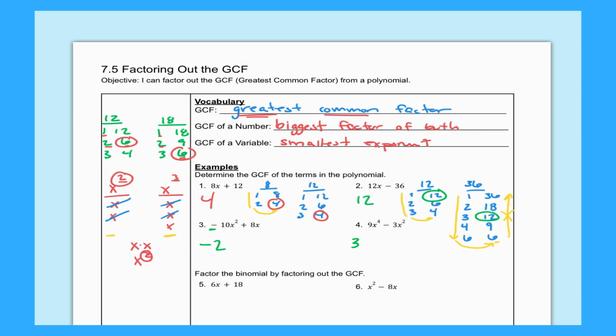So the difference is, up here in number 1, the 8 had an x, but the 12 didn't. So there were no x's in common. I couldn't take out an x. Same with number 2. The 12 had the x, but the 36 did not.